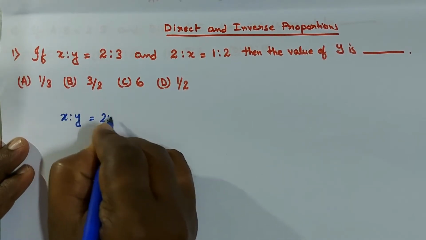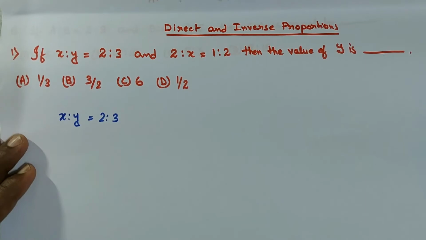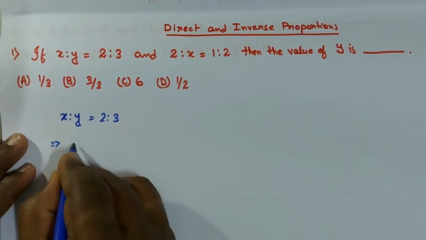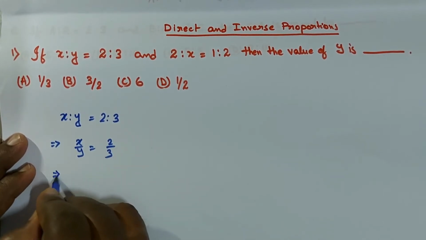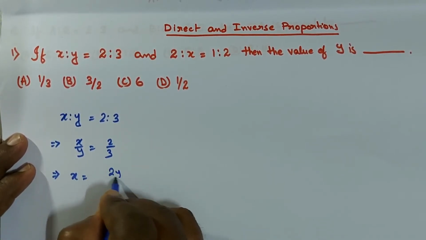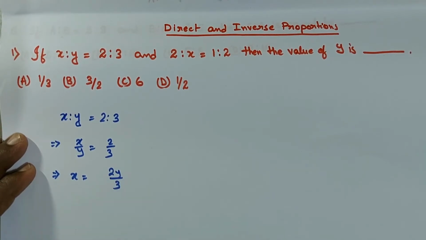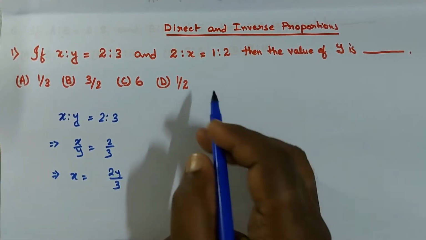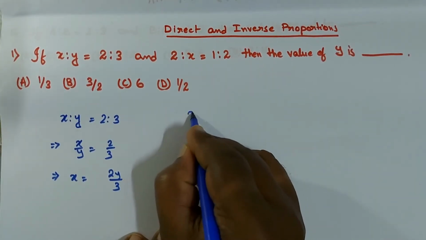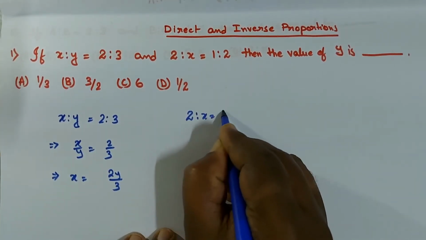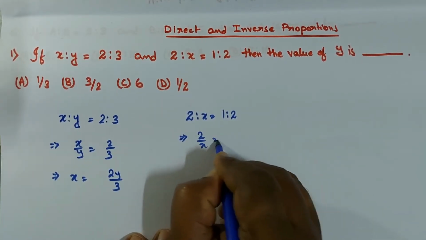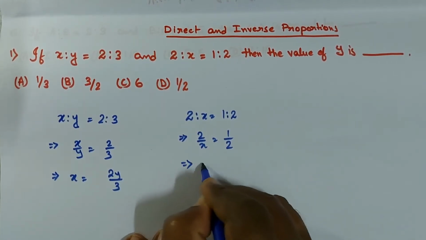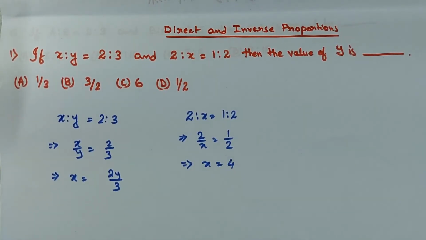x is to y equals 2 is to 3. From this we can write that x by y is equal to 2 by 3, or x is equal to 2y by 3. Now 2 is to x is equal to 1 is to 2, or 2 by x is equal to 1 by 2, or x equals 4. So both are the same.